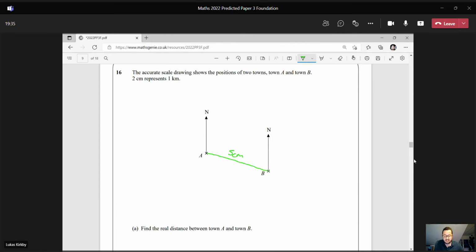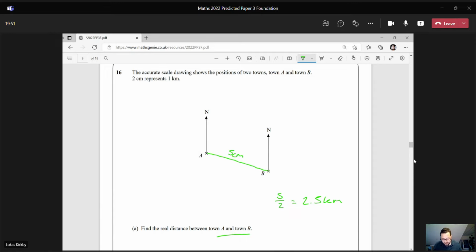So then we have that 2 centimetres represents 1 kilometre. So if this is in centimetres, we want to half it to get the kilometres. So if it was 5, I don't want to say it's 5 because I can't measure it on the iPad, but it'd be 5 over 2, which is 2.5 kilometres. So that would be my answer to that one.